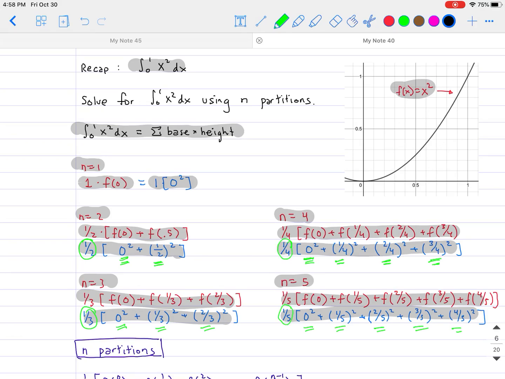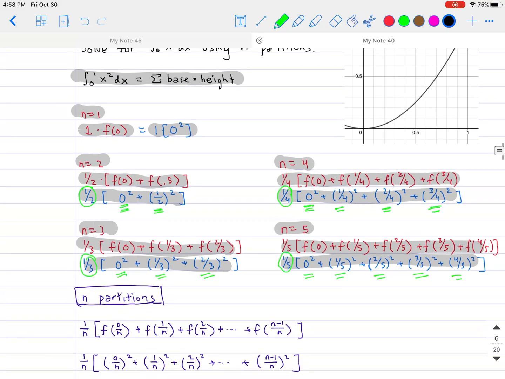The base part is the same thing. You'll notice that it's 1/2 for n is equal to 2. For n is equal to 3, it's 1/3. For n is equal to 4, that's 1/4. And for n is equal to 5, that's 1/5. By writing it like this, we're going to try to come up with a pattern. Here's the pattern that I'm noticing. The base is going to be 1 divided by n, where n is the number of partitions.